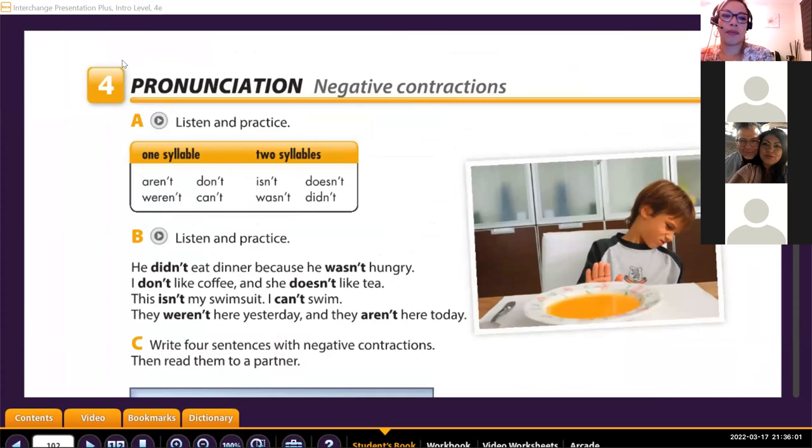Well, this is the content of what you already saw on the platform. We have the negative contractions, and we have one syllable and two syllables. As I've told you before, it depends on how many sounds you can count or you can hear. For example, in the one here, you have aren't. It's just one sound, aren't. Weren't, don't, can't. And then with the two syllables, you hear two sounds: isn't, doesn't, wasn't, didn't. So they are two syllables.